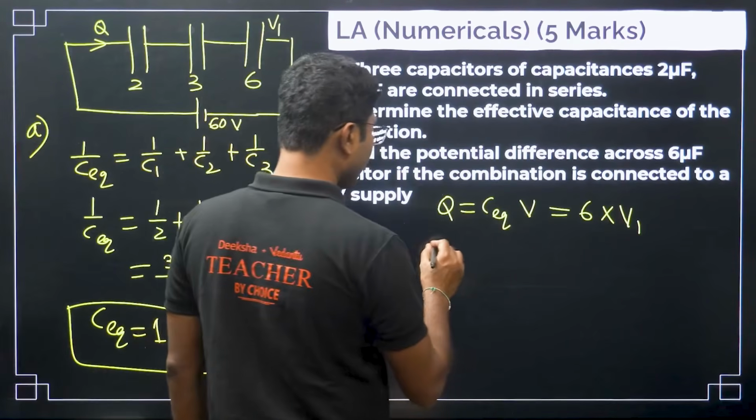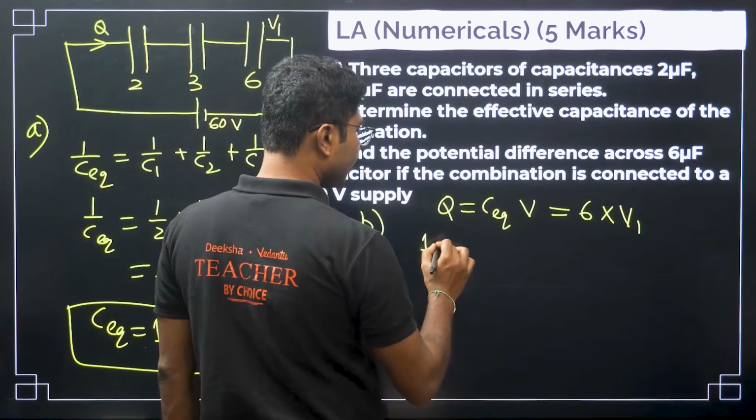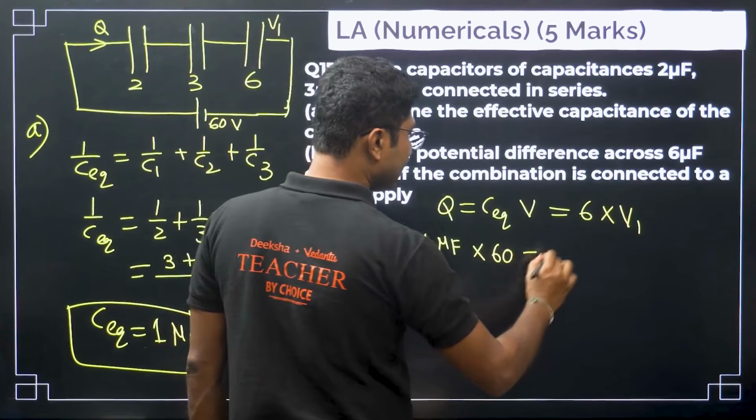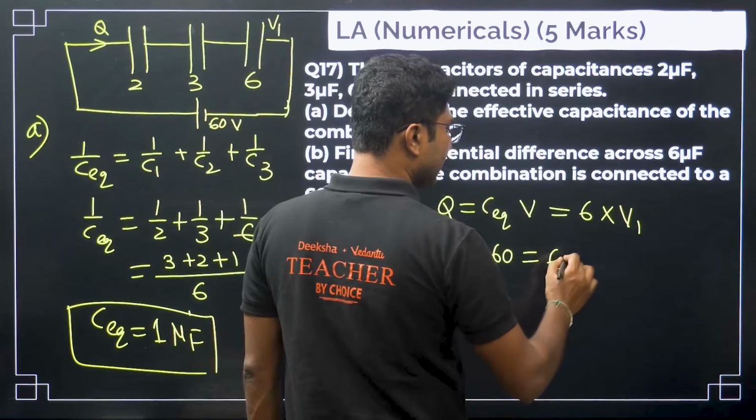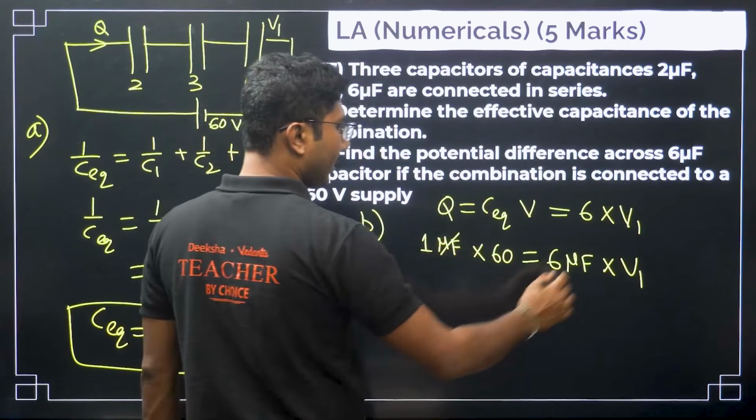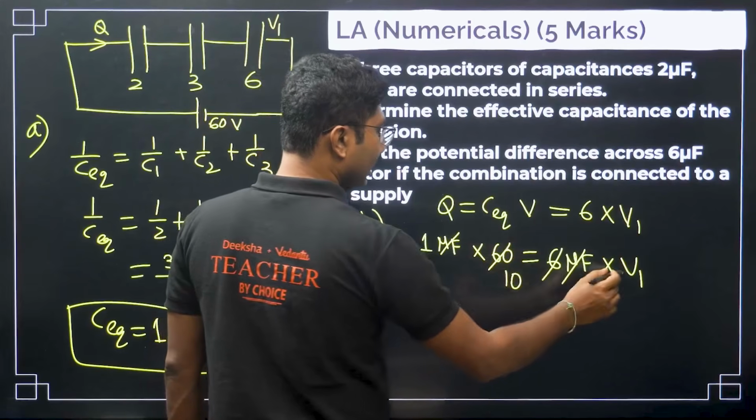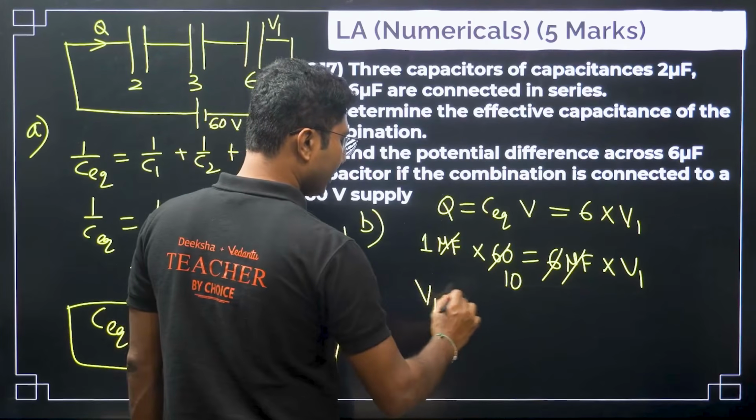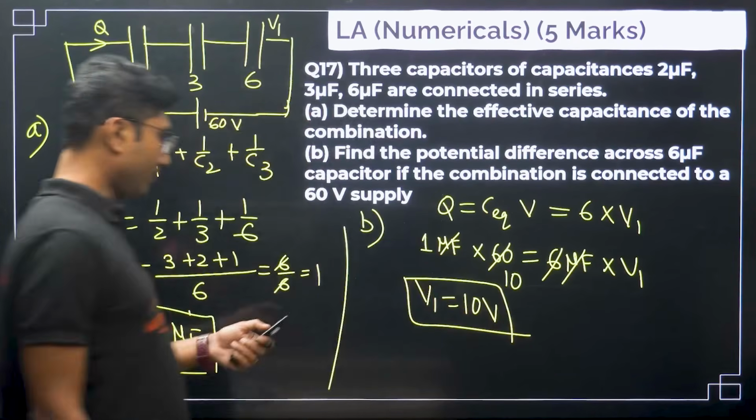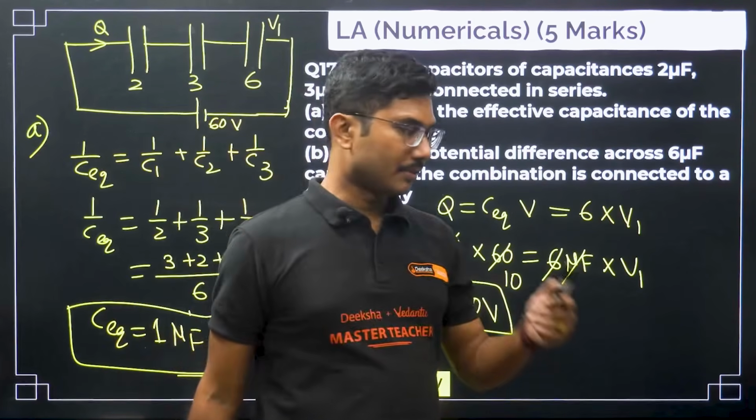So C equivalent we have already calculated, which is 1 microfarad. This is part B. 1 microfarad into the voltage that we apply, which is 60, equals 6 microfarad into V1, which we are trying to find. Microfarad definitely cancels. 6 10s are 60, so from there we get V1 equals 10 volt. 1 microfarad is the first part, 10 volt is the second part.